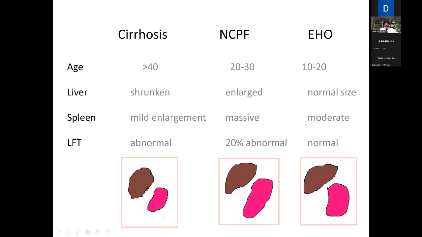Their livers are normal, as I said earlier. Spleens are moderately enlarged. They're not massively enlarged like in NCPF. And their LFTs are normal.